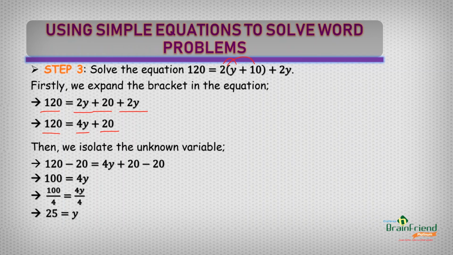Now we isolate the unknown variable. We do this by removing 20 from the right-hand side of the equation. This will give us 120 minus 20 is equal to 4y plus 20 minus 20. This will give us 100 is equal to 4y. To completely isolate our unknown variable, we divide both sides by 4. This will give us 100 over 4 is equal to 4y over 4. 4 will go into 100 to give us 25, and 4 will go into 4y to give us y. Therefore, our unknown variable is 25.